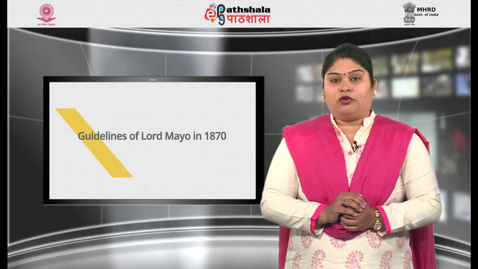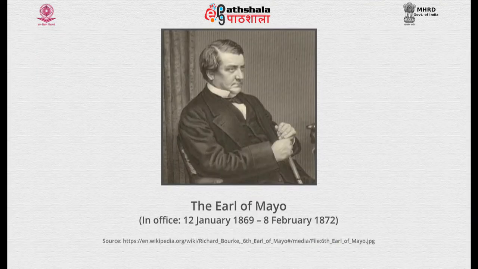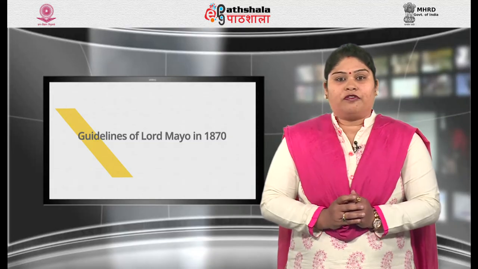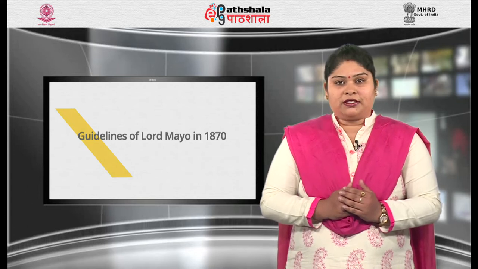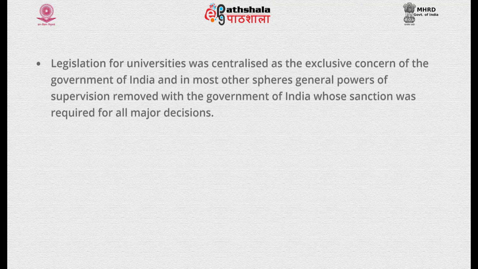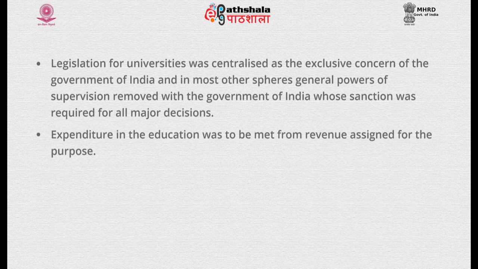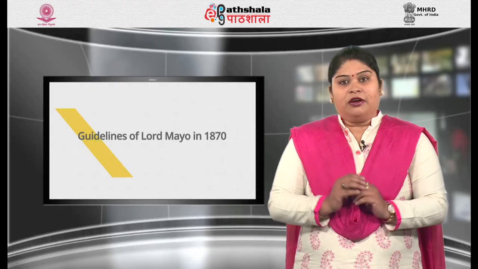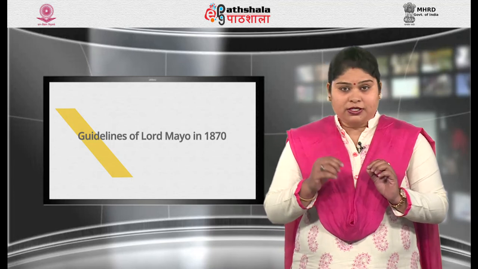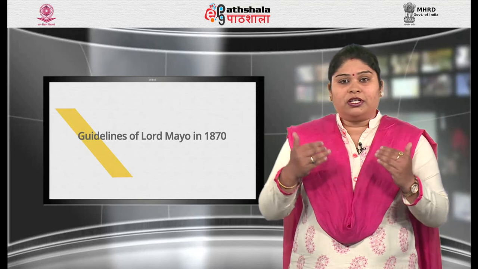Then came the guidelines of Lord Mayo in 1870. In 1870, Lord Mayo introduced a system of administrative decentralization under which general powers of education were transferred to provincial governments with two limitations. First, legislation for universities was centralized as the exclusive concern of the Government of India, and in most other spheres, general powers of supervision remained with the Government of India, whose sanction was required for all major decisions. Second, expenditure on education was to be met from revenue assigned for the purpose. Thus, while the responsibility for educational policy passed to the provinces, the center still held important supervisory powers.